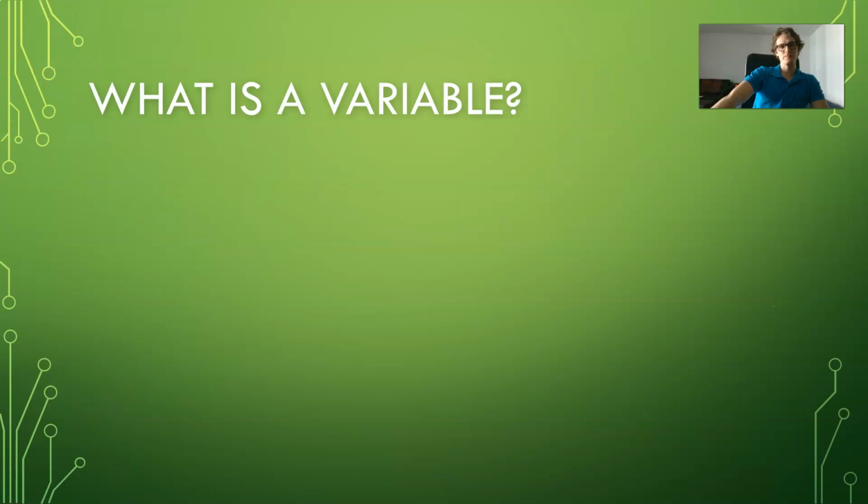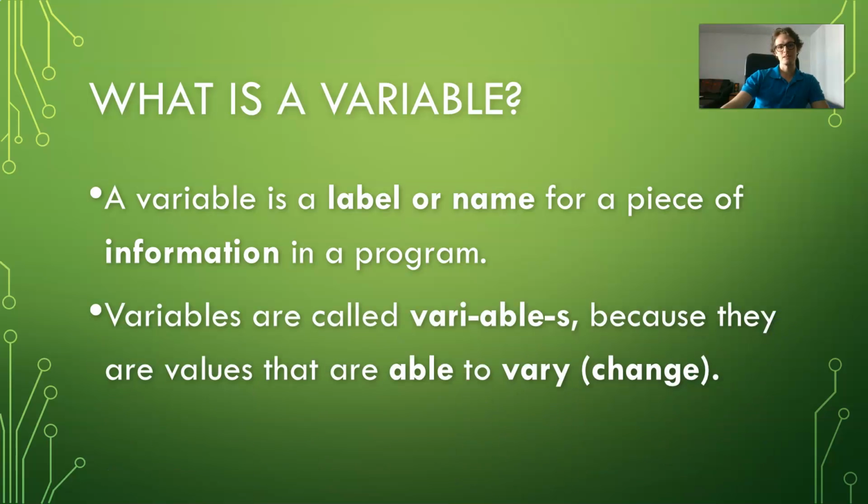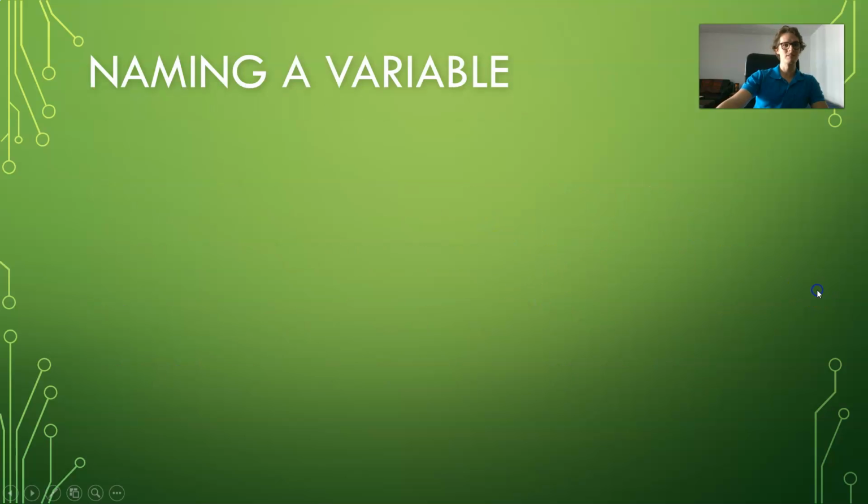What is a variable? A variable is a label or name for a piece of information in a program. Variables are called variables because they are values that are able to vary. And vary just means change, right? A variable is something that is able to change. Okay, it's a name that has a value that is able to change.